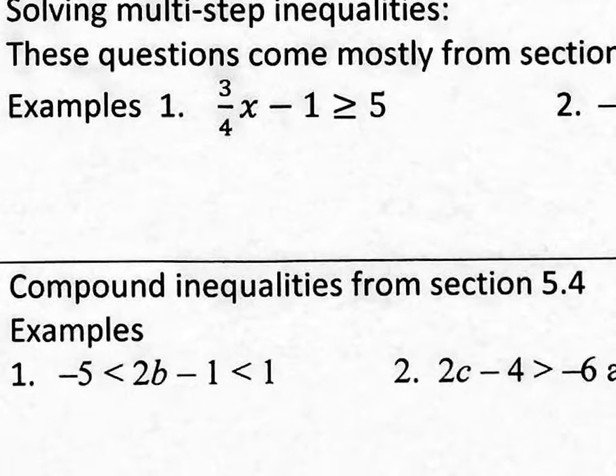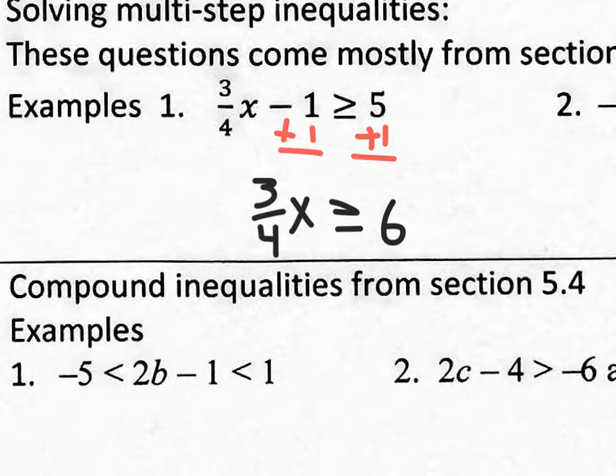So number 1, how would you do that? You want to get the x by itself. So let's first start by adding 1 to both sides. So plus 1, and you're going to get 3/4 x is greater than or equal to 6 left over.